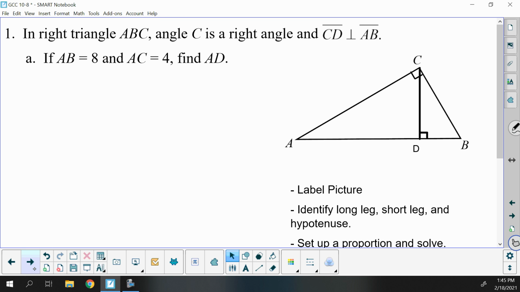So we're given a right triangle ABC. C is the right angle, and we have CD perpendicular to AB. They gave us some information and what we want to find. The first thing we always do is label our picture. So AB is 8. It's going over multiple parts, so draw it in with a bracket. AC is 4. And we want to find AD, so we're going to call that X.